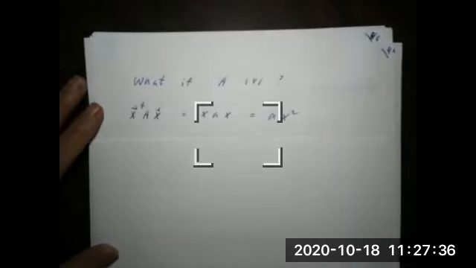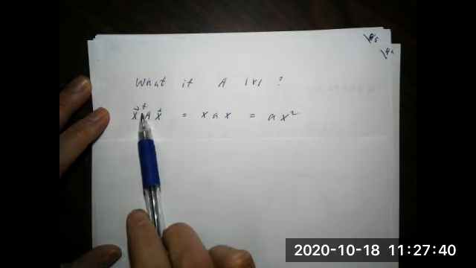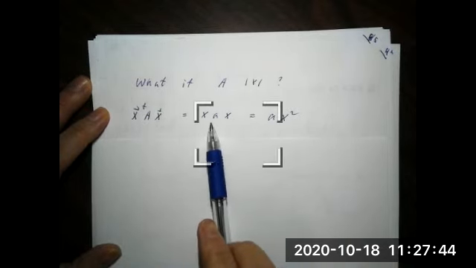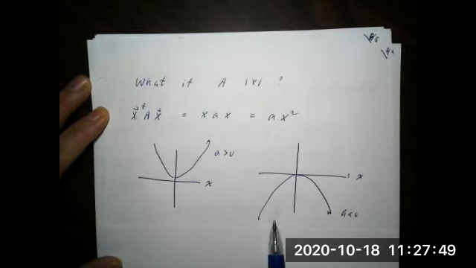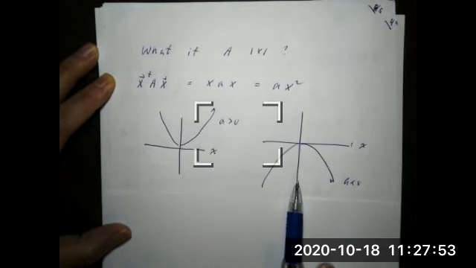What if A is 1 by 1? That would be the simplest, the smallest matrix we could have. In this case, our quadratic form, x transpose A x, would be just a scalar, and A would be a scalar as well. So we'd have x times A times x, which is Ax squared. And depending upon the sign of A, we could have a parabola opening up or a parabola opening down.